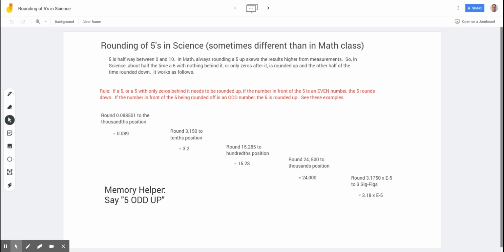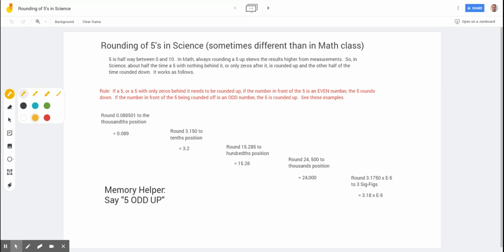Hello, we're going to talk about a special case of rounding of fives in science that does not quite occur in the math class. This only occurs if you're rounding off a five or a five that only has zeros behind it. If there's anything behind a five that you're rounding off, then it rounds up. So here's how it works. Let's look at this first example.